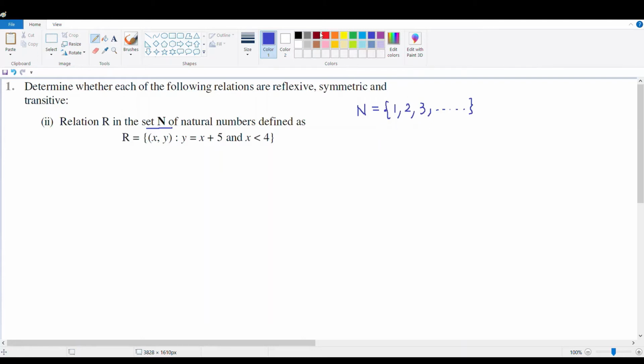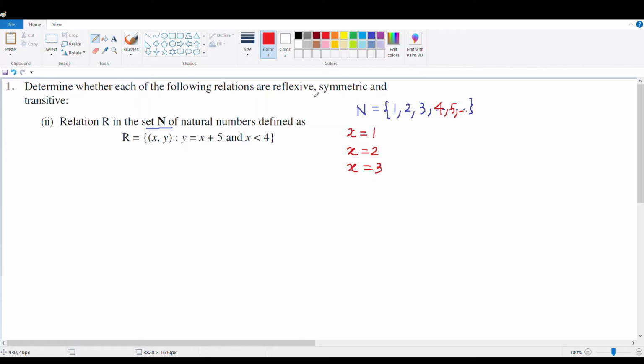So what are the possible x? 1, 2 or 3. Why? Because your x must be less than 4. So if you have 4 somewhere here and then it keeps on going, your x cannot be 4, it cannot be 5, it must be less than 4. So the only 3 possibilities that we have for x values are 1, 2 and 3.